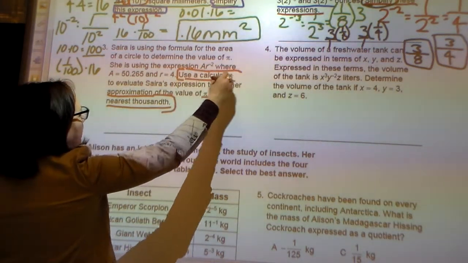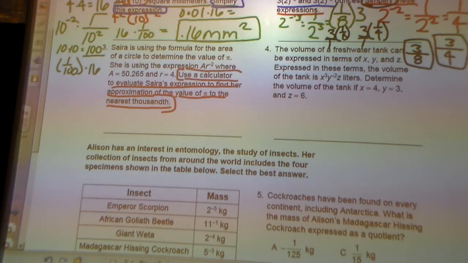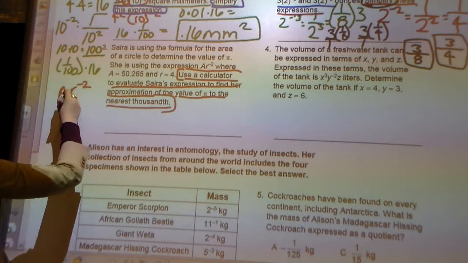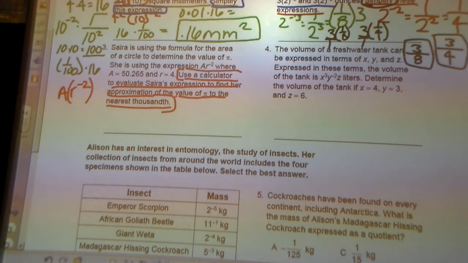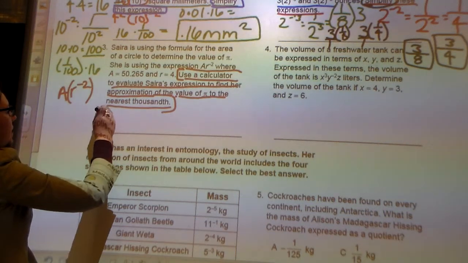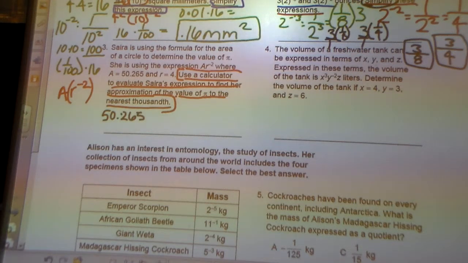That's the question we're being asked, right? So everything in red is stuff that we want to answer. Now the only numbers we really need to worry about are the A and R to the negative second power, right? And what you have to remember is this is A times R to the negative second power. So we already have the value of A. A equals 50.265. And R equals 4. So since we know that it's to the negative second power, what is that number going to look like? Instead of it being 4 to the negative second power, what is it going to look like?